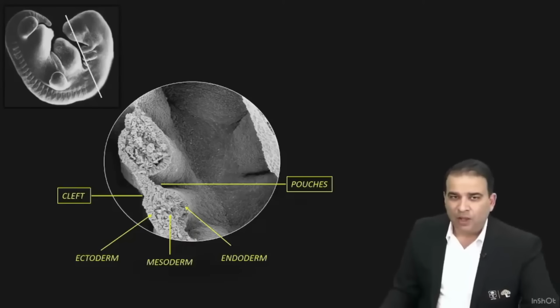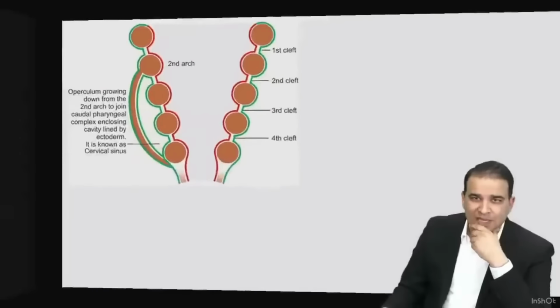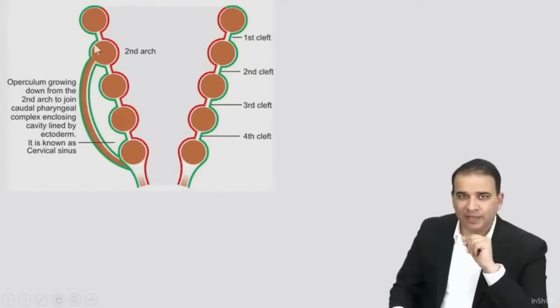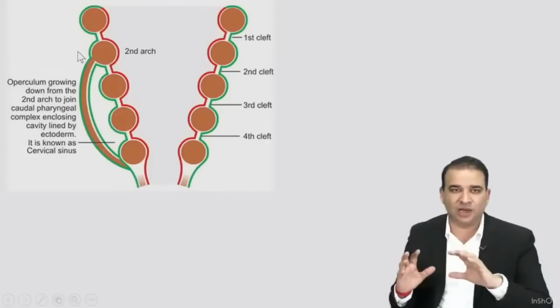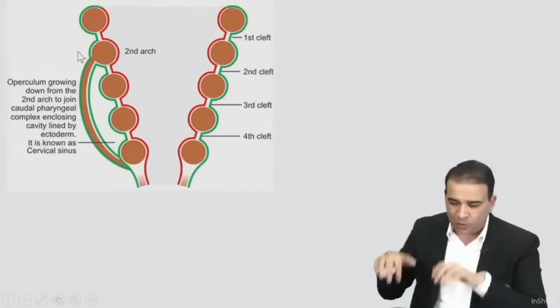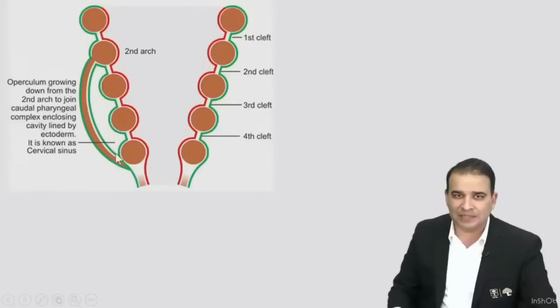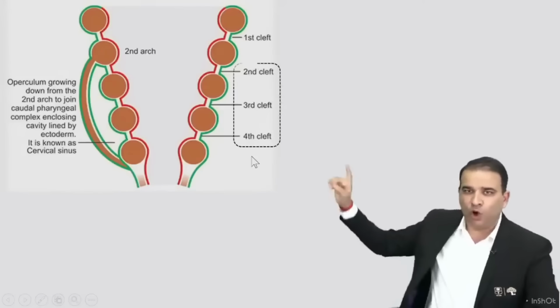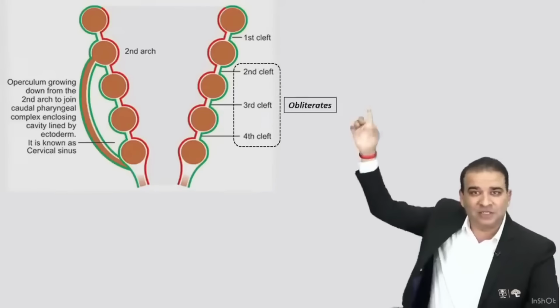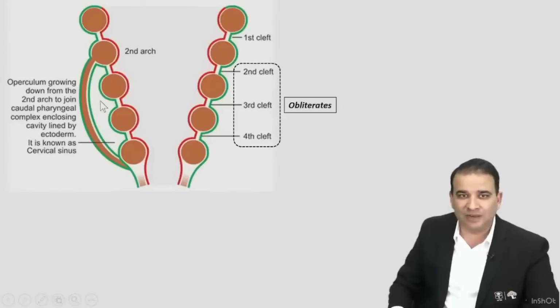Okay. Now, what is the fate of these clefts and pouches? Let's use a schematic picture to understand this. Have a look at this image, guys. The green structures are all clefts, and the red ones are all pouches. Now there is a growth of the second pharyngeal arch which pushes the ectoderm down and joins with the caudal pharyngeal complex, and because of this growth, all the clefts are obliterated. The second cleft, third cleft, fourth cleft are all obliterated. Only one cleft remains, the first cleft.